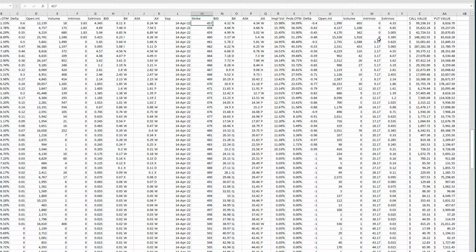We have 1,990 457 puts. So that's your open interest on the 457 put. And you take the 1,990 and you're going to multiply that by the mark.